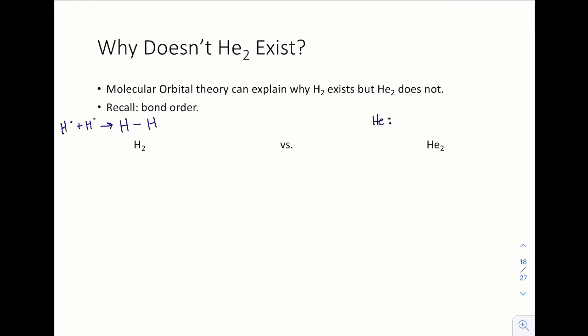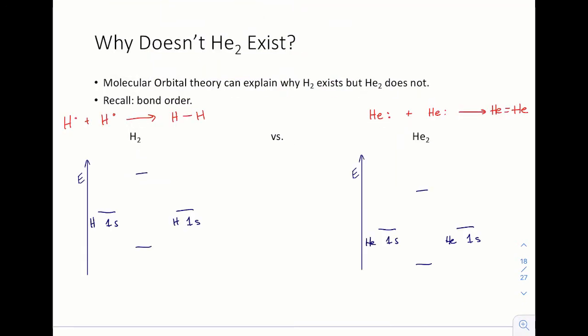Okay, we could draw both the helium and the hydrogen molecules, and we're going to use molecular orbital theory to explain why helium doesn't exist. So no, we're not going to say, oh, but helium already has a full duet. No, we're going to use molecular orbital theory to explain it.